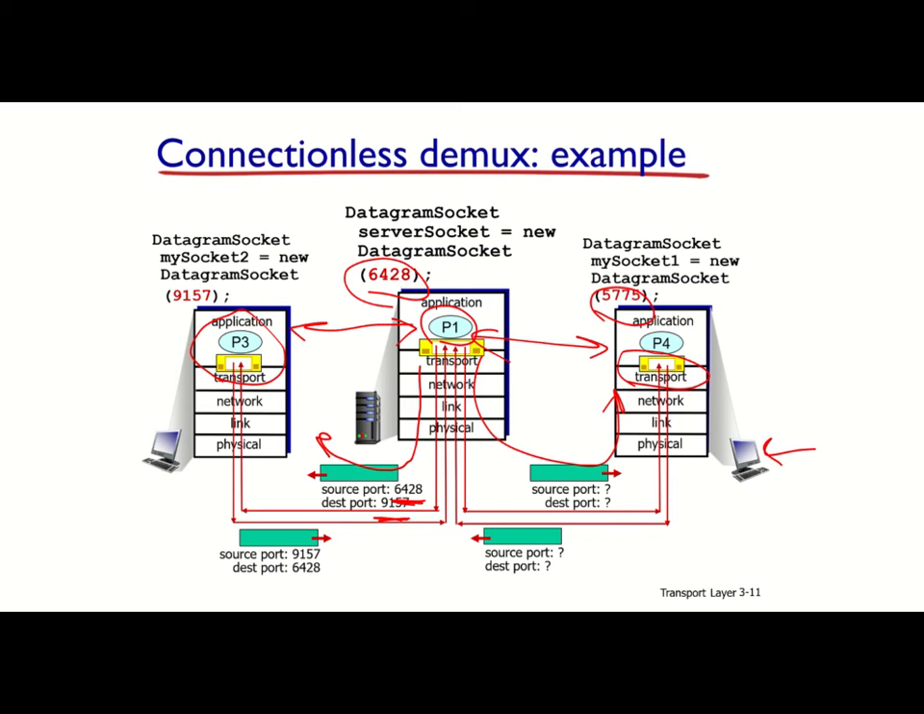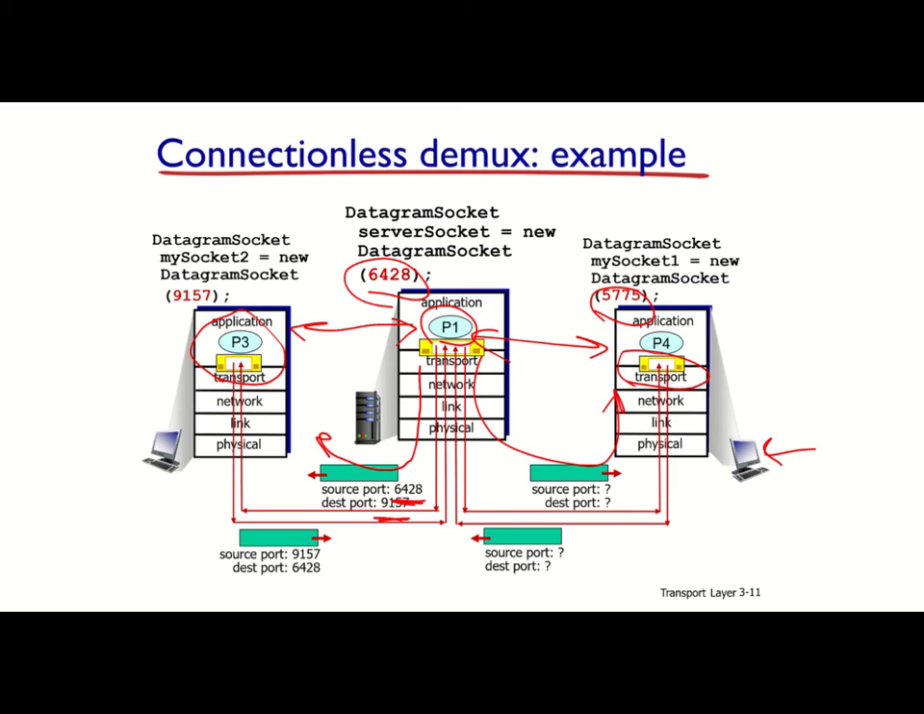There are two other types of messages that you can have. One is from P1 to P4, the other is from P4 to P1. This is a message from P1 to P4. Obviously, the source port must be 6428, and the destination port should be 5775, because P4 receives messages on the socket with port number 5775. And the last type of message that we have is from P4 to P1. So the source port number should be set to 5775, and the destination port number should be set at 6428.